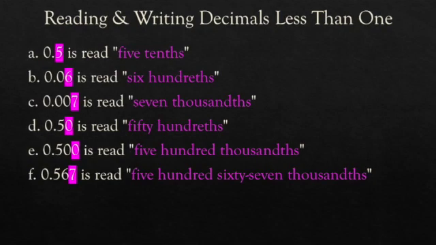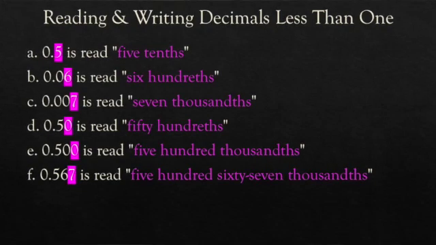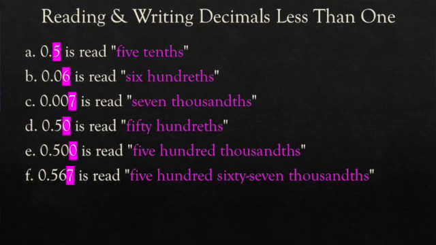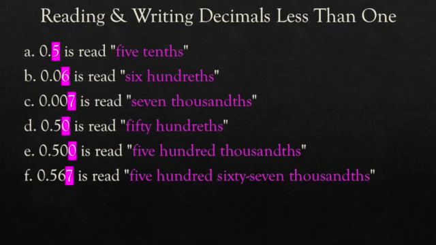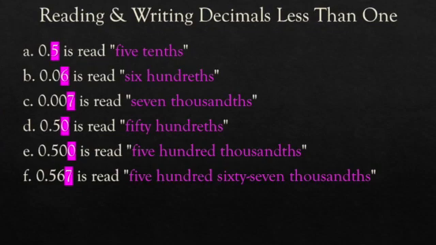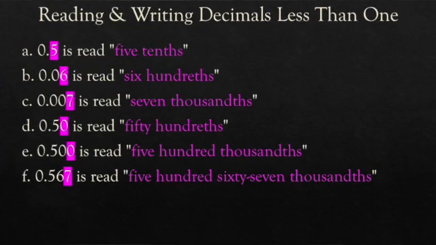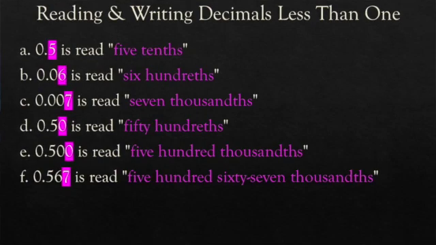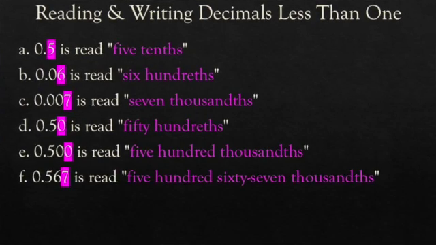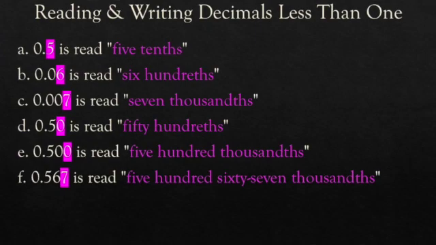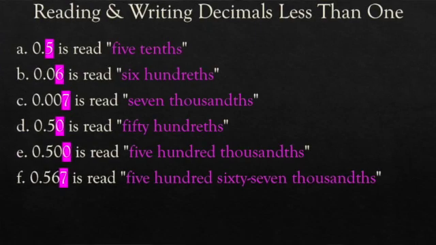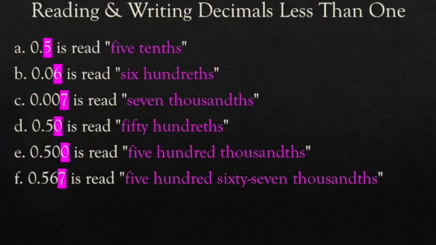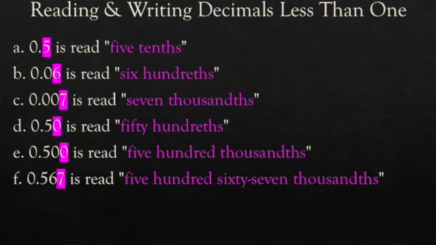0.007 is read as 7 thousandths. For D, 0.50 is read as 50 hundredths. You need to keep in mind the 0 that is after the 5. If there is a 0 after a number, you need to count that place. For E, 0.500 is read as 500 thousandths.